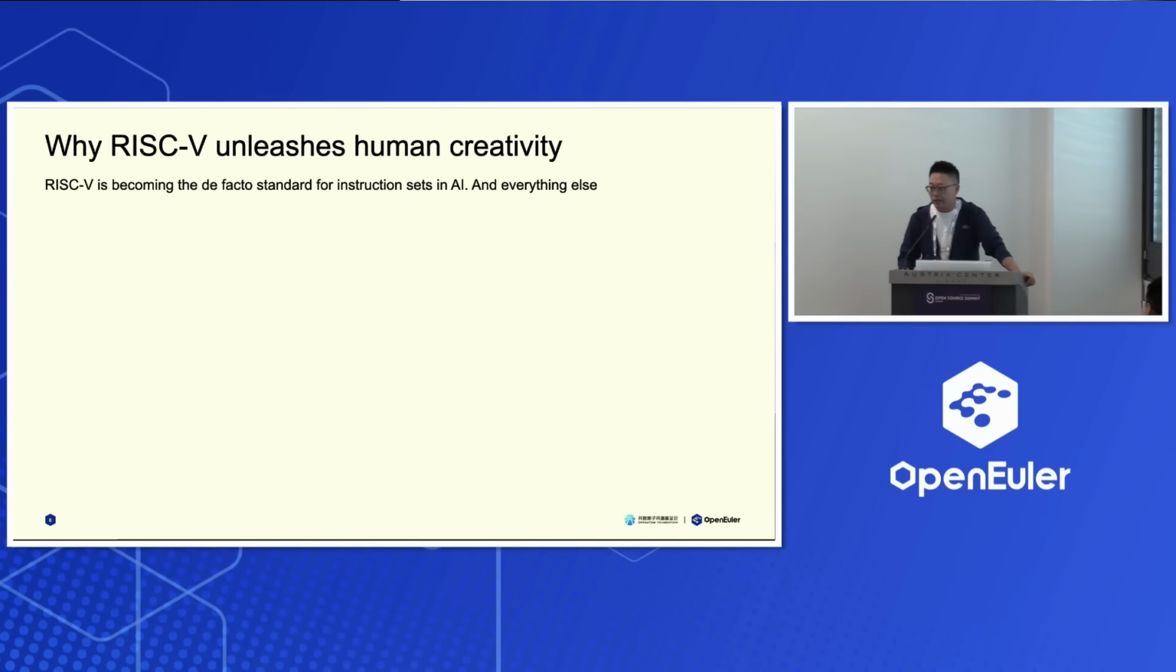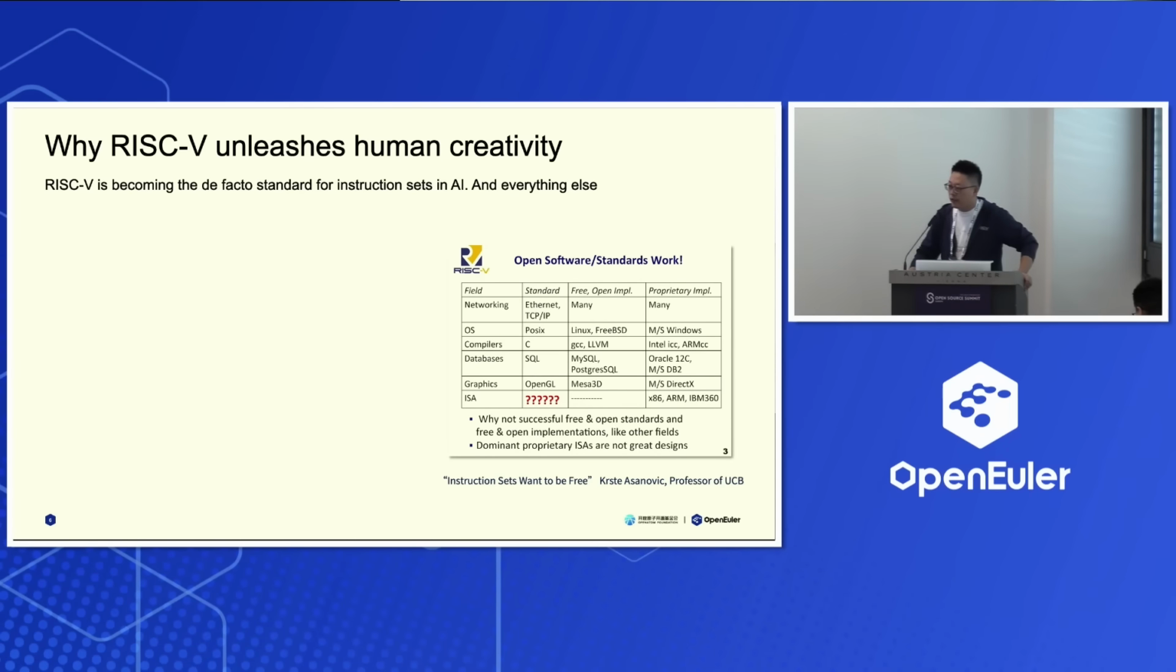So let me explain why RISC-V can unleash our human creativity. First, software became very complicated over several years. So how did we solve it? We divided it into different parts, and a lot of genius developers designed simple interfaces to separate the complexity of the whole software system. So now we have a very simple interface of the kernel, called POSIX, and a simple interface called SQL language to abstract the complexity in databases. But you see that there are some red marks here for the ISA, so it's also not an open standard.